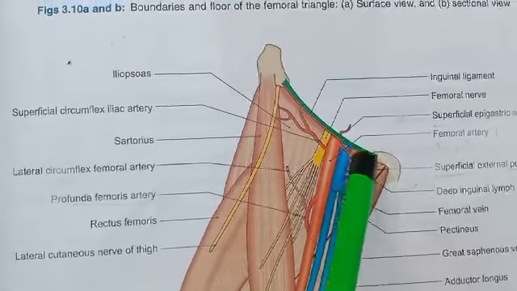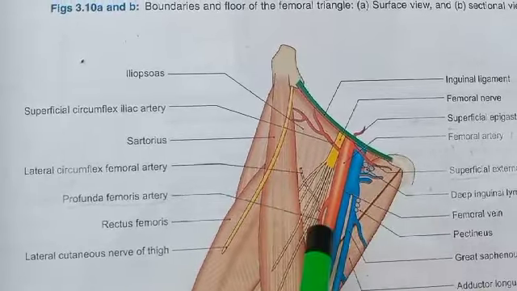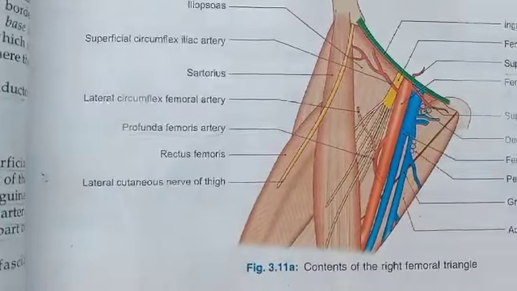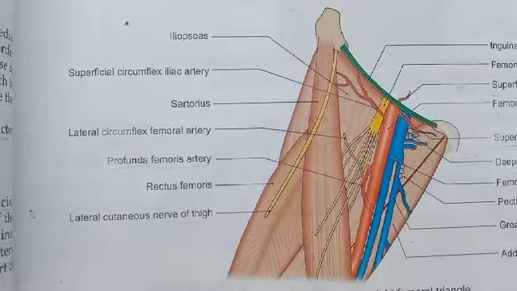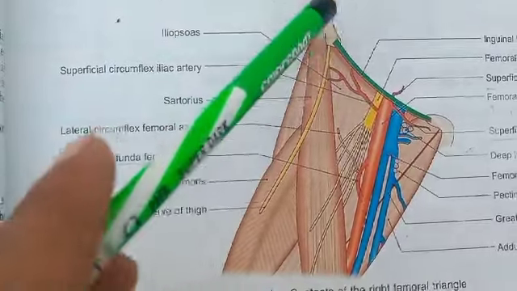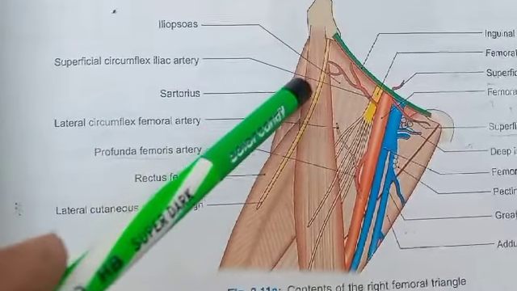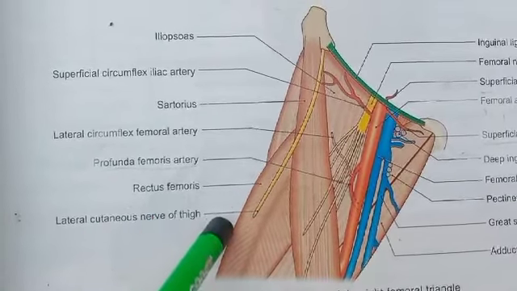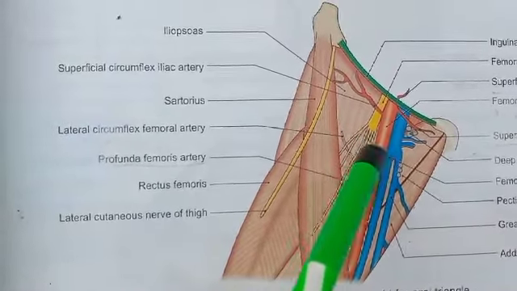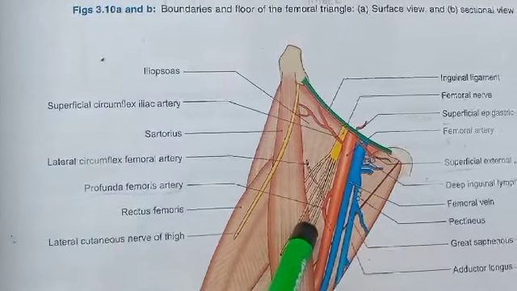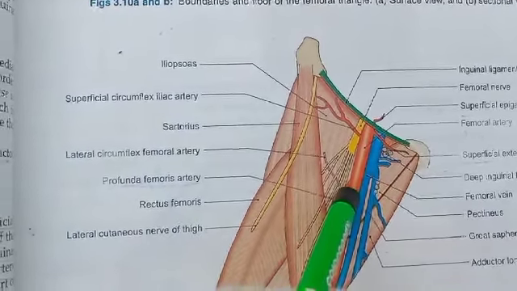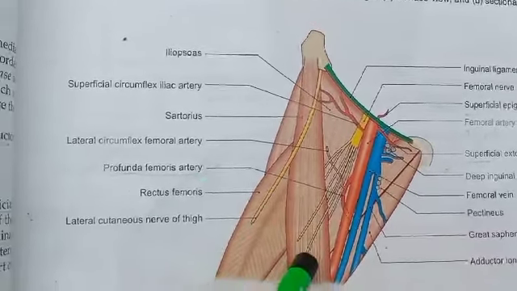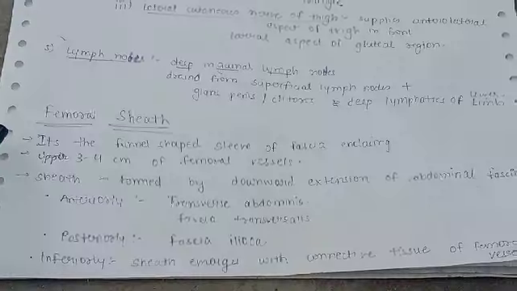There are also lymph nodes, that is deep lymph nodes and the superficial lymph nodes, which are present over here near the femoral vein. Here there is another nerve that comes into the femoral triangle, that is the lateral cutaneous nerve of the thigh. Then there is the nerve to pectineus. This is the pectineus muscle which is supplied by the nerve to pectineus. And there are multiple branches of the femoral nerve that we will discuss later.